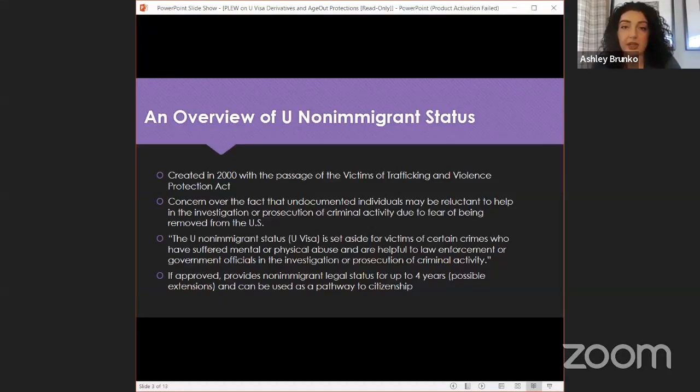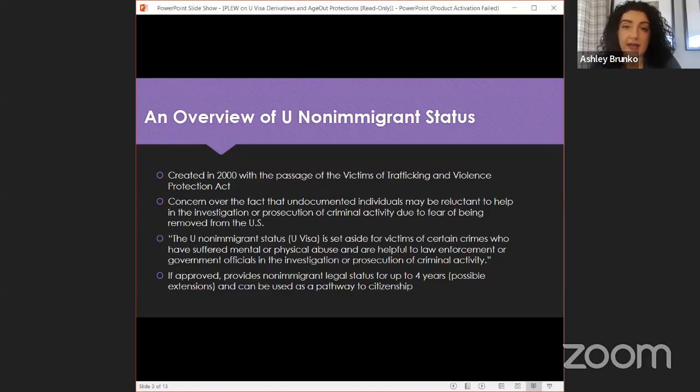So before we jump into more of the specific material, for those of you that aren't familiar, non-immigrant status was created in 2000 with the passage of the Victims of Trafficking and Violence Protection Act. The immigration benefit was born out of concern that due to fear of being placed in removal proceedings, undocumented individuals may not be reporting crimes to the police or willing to assist in the ongoing investigation or prosecution of those crimes that they do report.